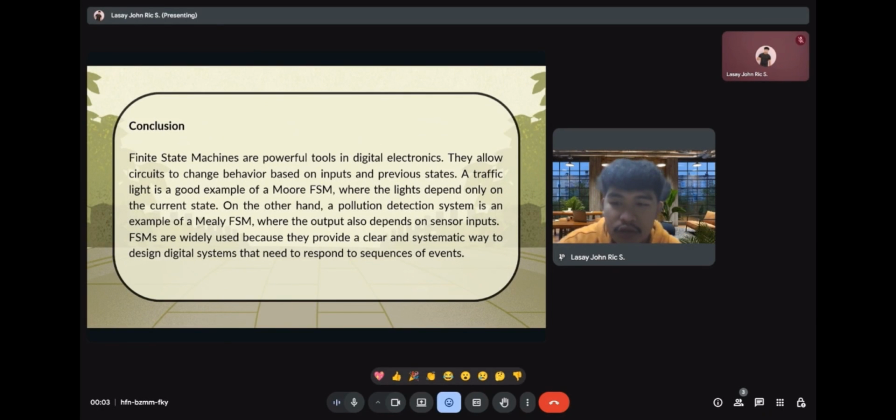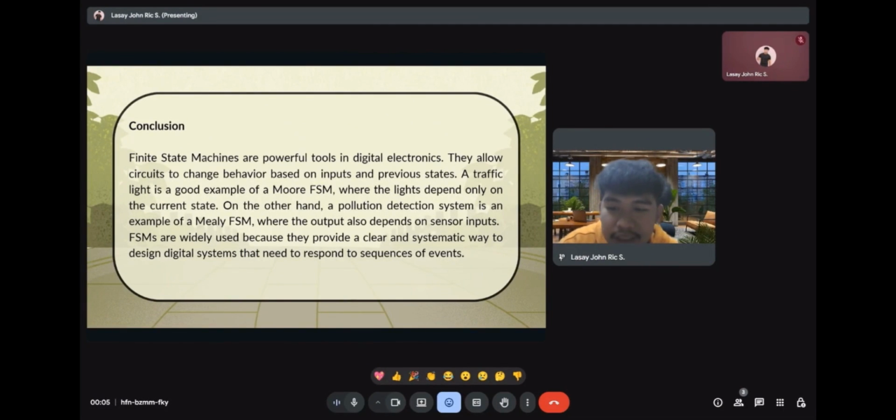So for the conclusion, finite state machines are powerful tools in digital electronics. They allow circuits to change behavior based on inputs and previous states. A traffic light is a good example of a Moore finite state machine, where the output depends only on the current state. On the other hand, a pollution detection system is an example of a Mealy FSM, or Mealy finite state machine, where the output also depends on sensor inputs.